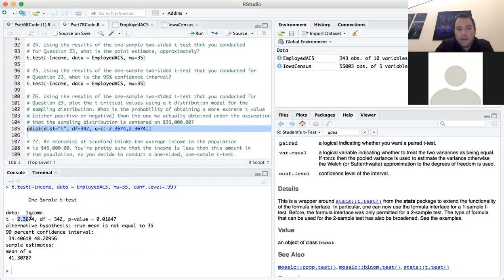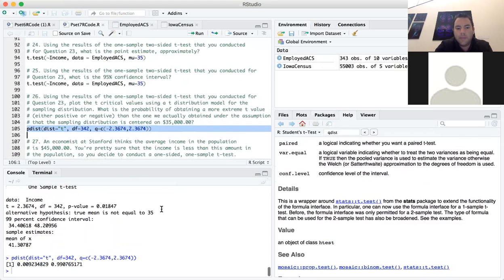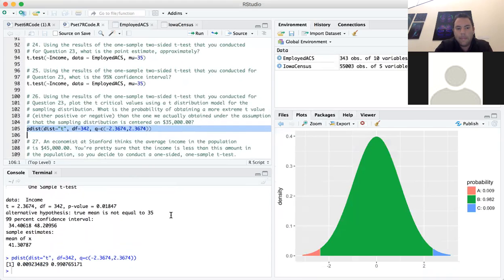We're taking this test statistic of 2.367, and we're going to look at that with this given t-distribution with degrees of freedom of 342, and taking a look at the probability of having a more extreme value than that test statistic. So we can run this code. And this actually shows us the probability of getting a more extreme value on either side.